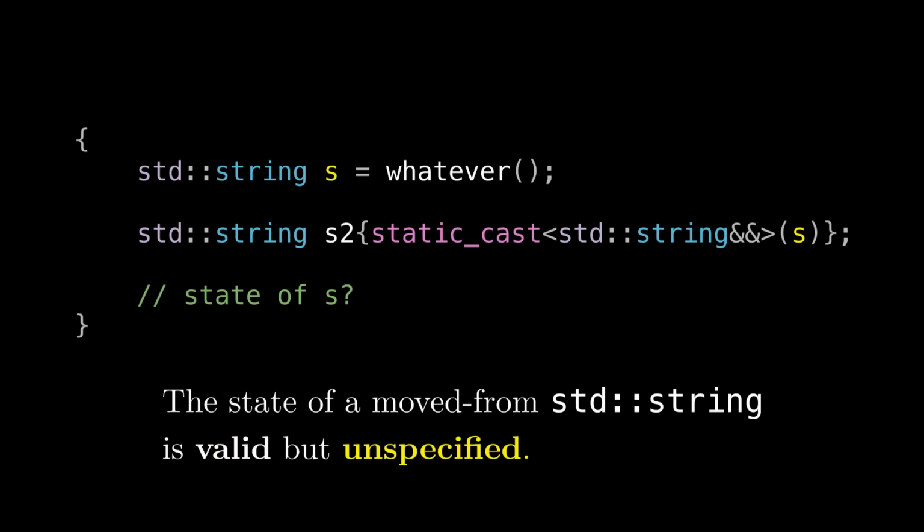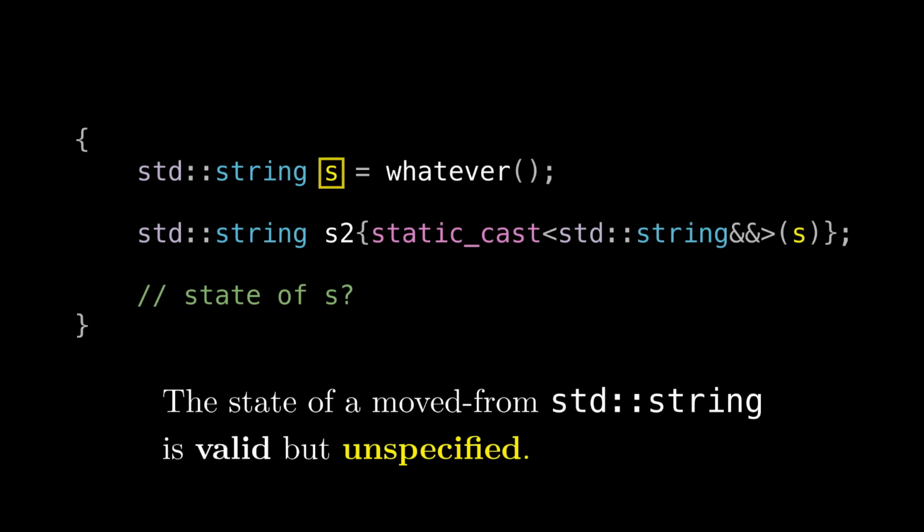Now, this valid but unspecified state is notorious when you're talking about move semantics, but we actually deal with values in this state all the time. For example, at the top of this block, s is in a valid but unspecified state. We don't know what kind of s this function returned to us, but we can reasonably assume it's a valid string. We can use it however we can use any old string.